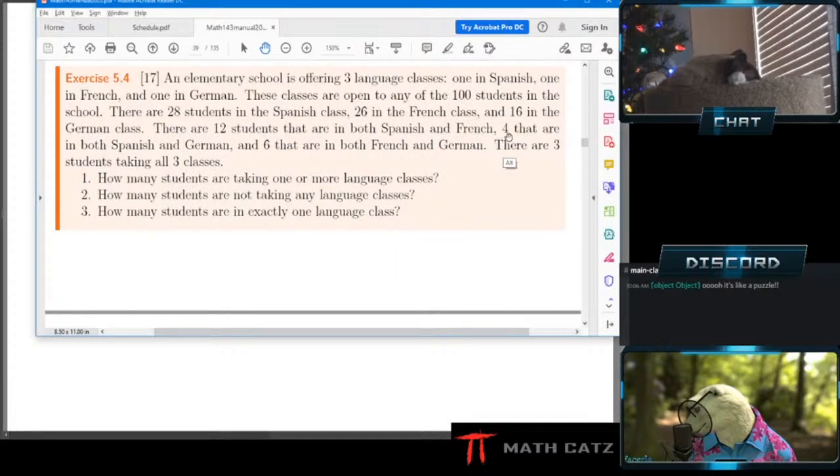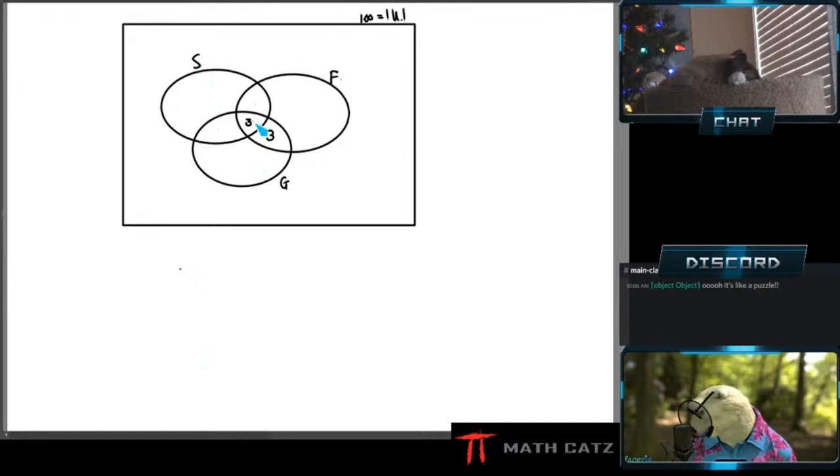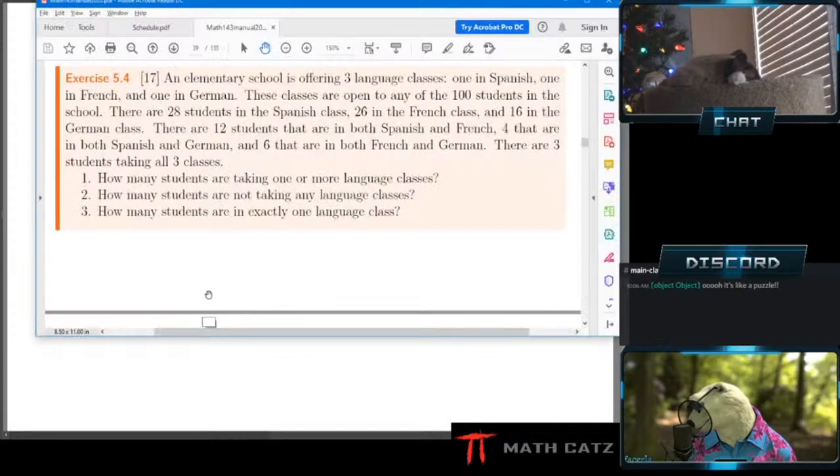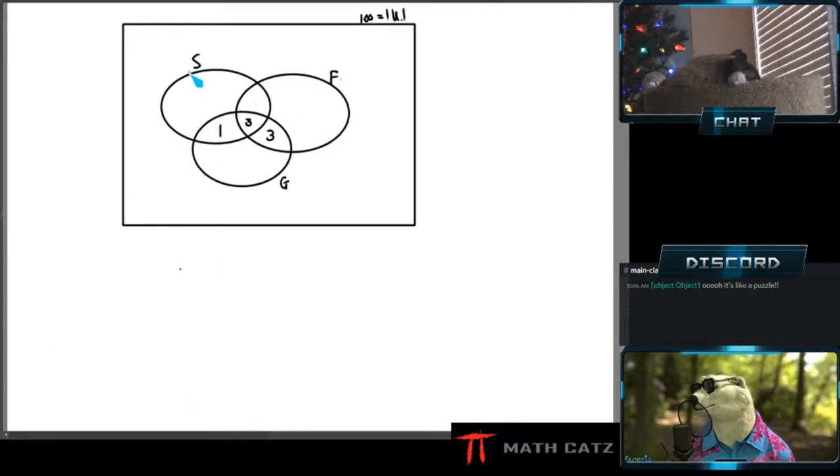Now we'll keep working backwards. 4 that are in both Spanish and German. Spanish, German overlap between those 2. 4 in total. I have 1 region, so this one's a 1. Then I have 12 that are in both Spanish and French. 12 over here. 3 are already there. 9 there.